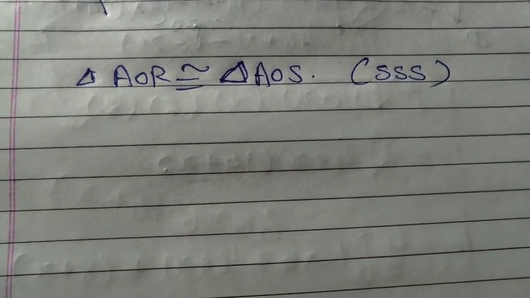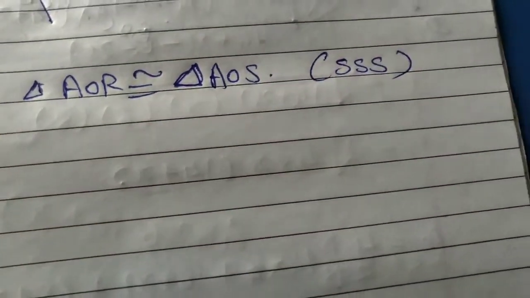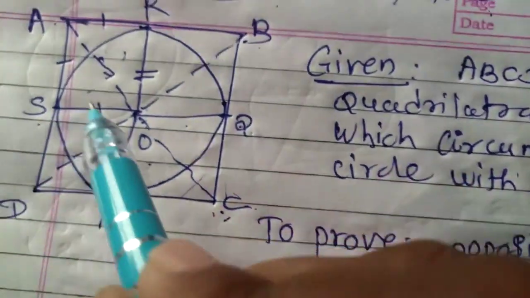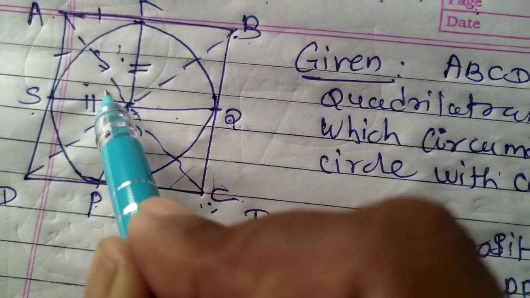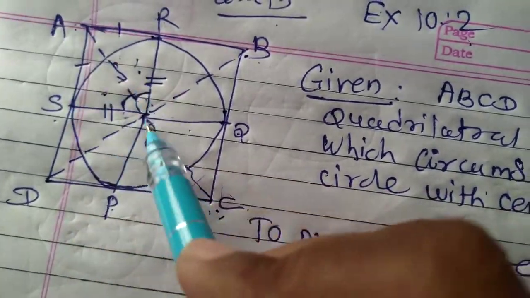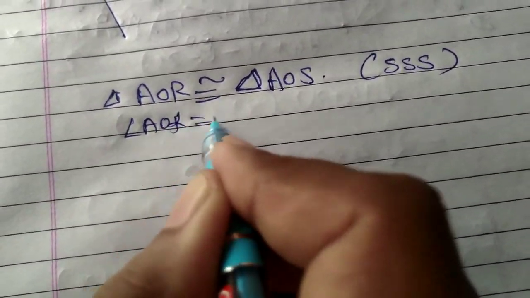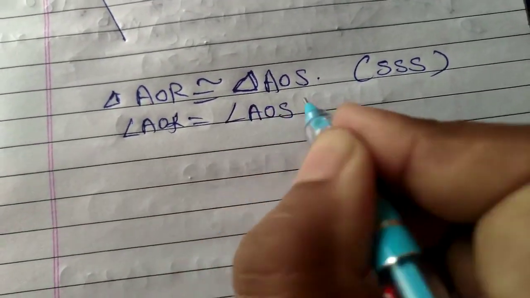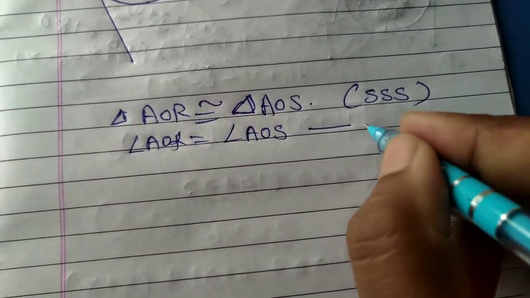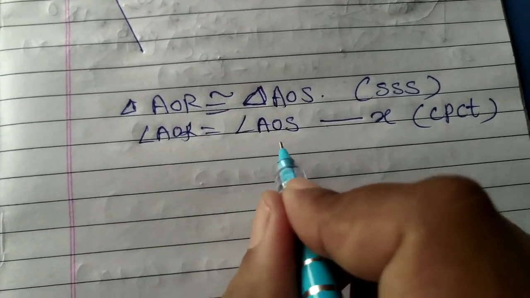By SSS criteria the triangles are congruent, and if the triangles are congruent we can write that corresponding angles are equal. This angle and this angle are the corresponding angles, which are also equal. Angle AOR equals angle AOS, and let the measure of that angle be x.